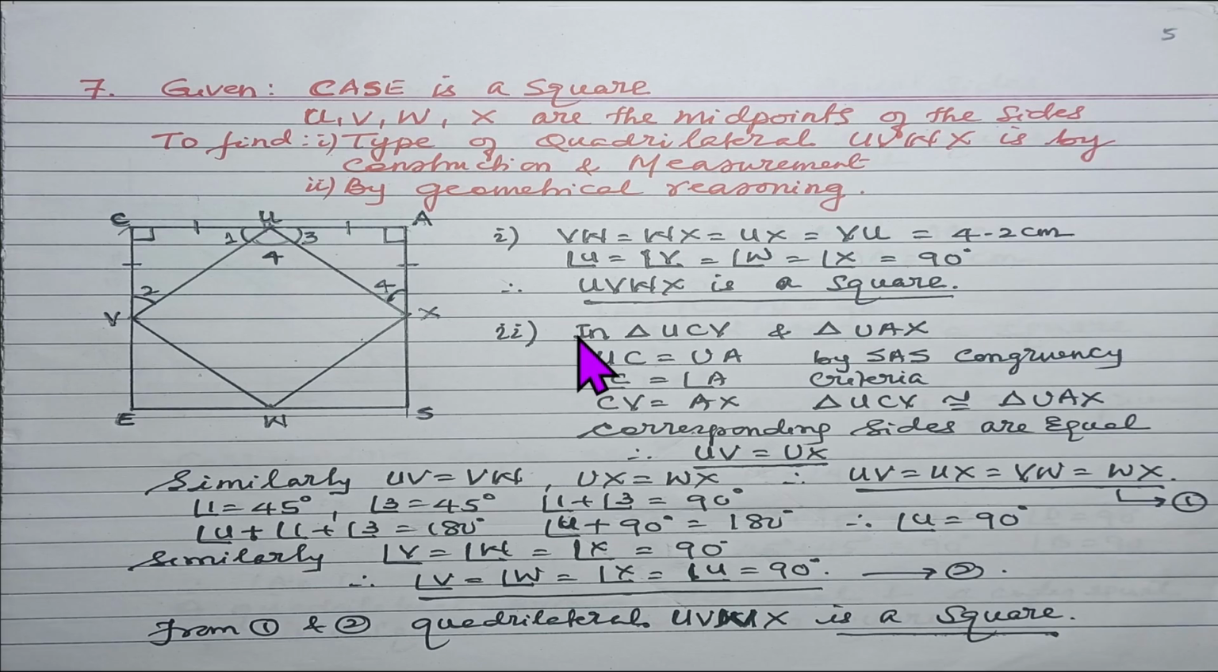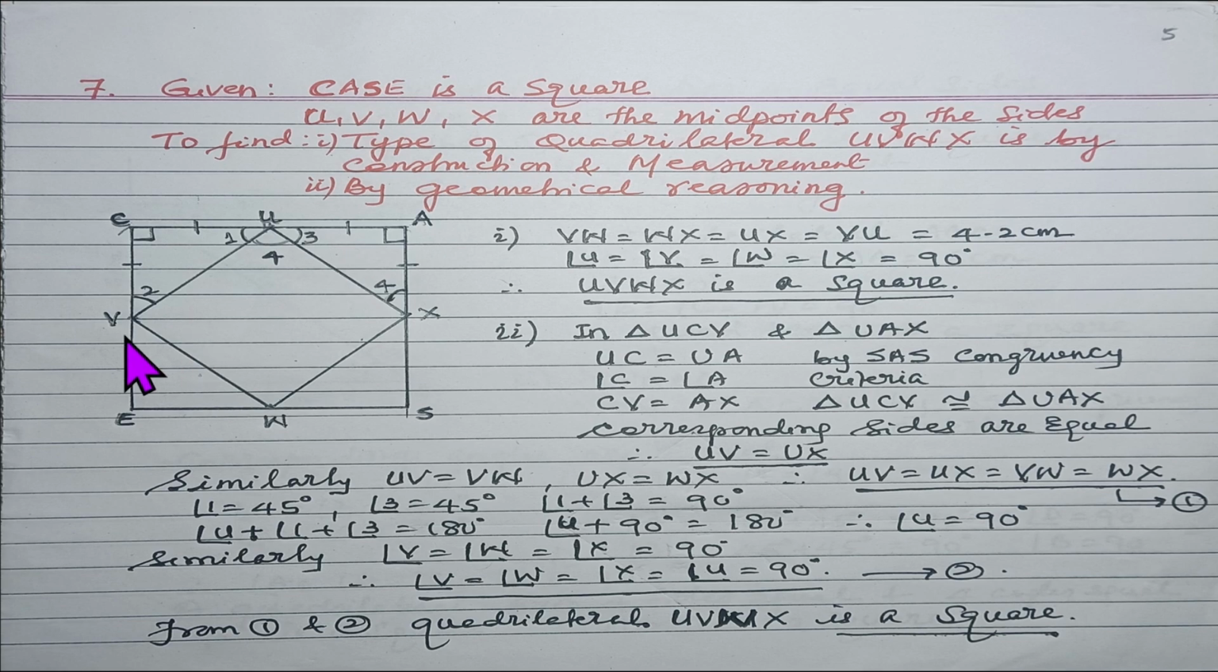Now coming to the next example, we are given that CASE is a square. So by construction we can see that CASE is a square. That means all the sides are equal, and all the interior angles are equal to 90 degrees. Now we have to locate the midpoints. U, V, W, X are the midpoints of the square, and the midpoints are joined by the line segments UV, VW, WX and XU. Now we have to confirm what type of quadrilateral is formed by joining the midpoints of the given square, and also we have to prove it by construction, by measurement and also by geometrical reasoning.